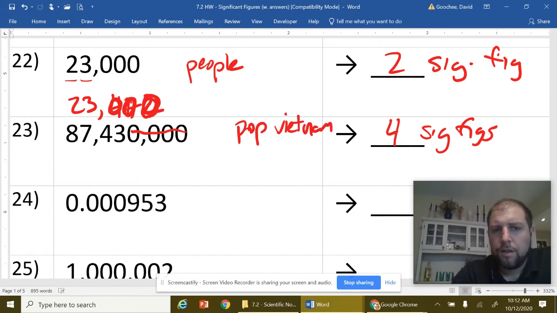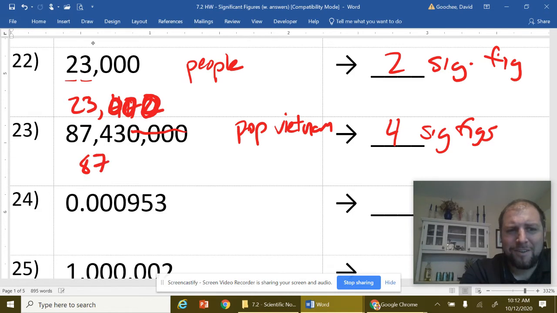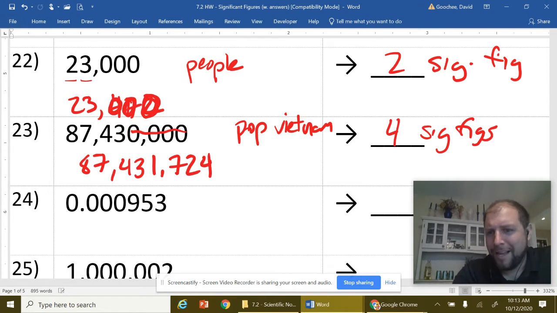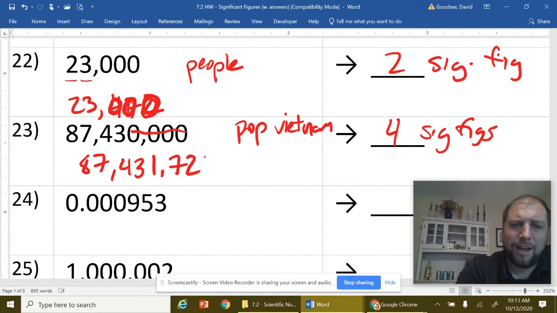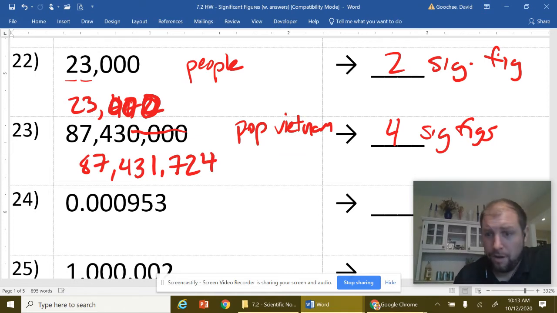Okay. Now, is the population of Vietnam actually 87,430,000 exactly? No. People are being born and dying all the time in Vietnam. All right, like 87,400,000, and maybe it's 31,724. But as we're talking about this, a baby was born. So now it's 25, oops, someone passed away. That's so sad. Back to 24. Okay, the numbers change. But that down there is the exact number.